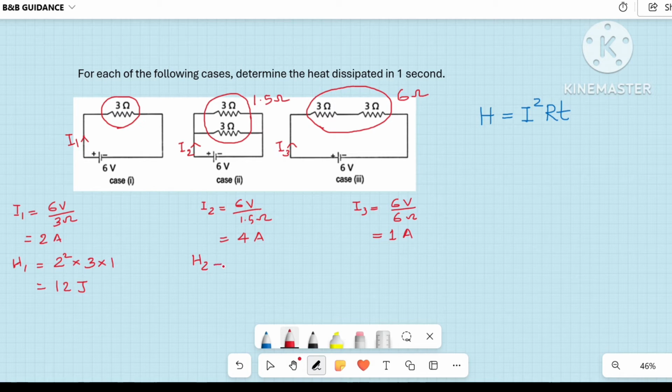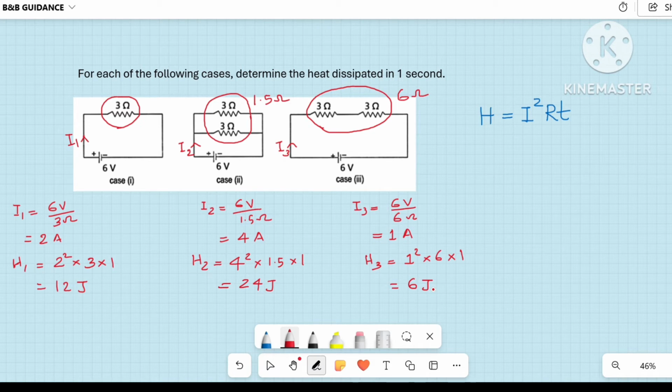Second case, heat dissipated is equal to, again formula is the same, I squared RT. So I will say 4 squared, R is 1.5 into time is 1, that is 24 joule. Third case, heat dissipated is equal to I squared RT, that means 1 squared R. R is 6 ohm in this case. 6 into 1 second. Okay, so here heat dissipated is 6 joule. So this is the answer.